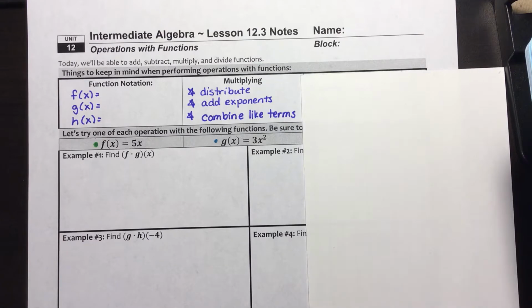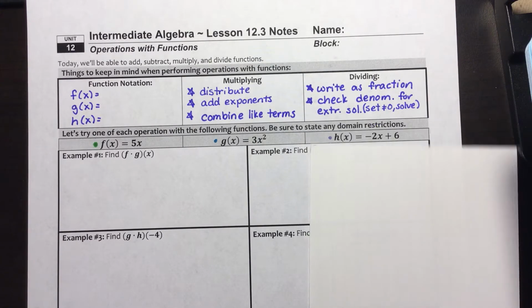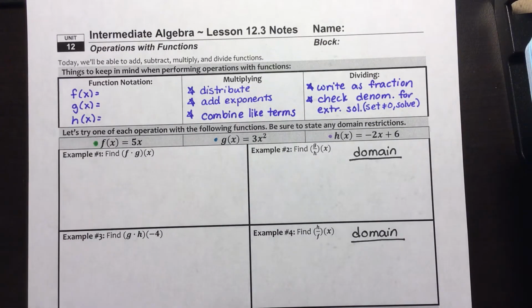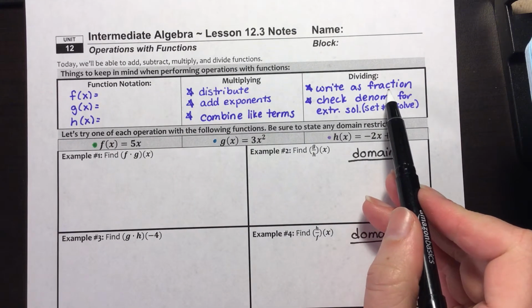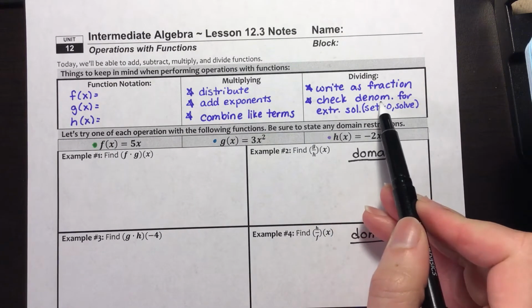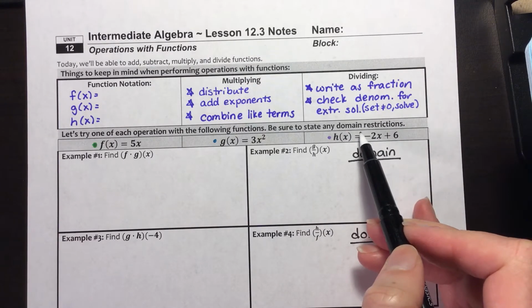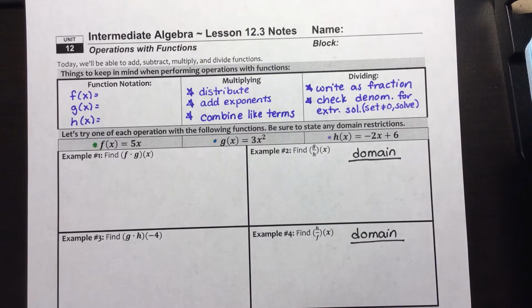Okay, the last thing we're gonna do is dividing. And when you divide, you write as a fraction. So we should write a fraction bar, put something on top, and put a different function on the bottom. When we are checking our fractions, there's not really much we have to do with them, but we do need to check the denominator to make sure that the domain shows where the denominator equals 0.